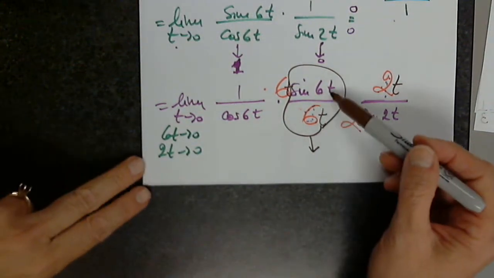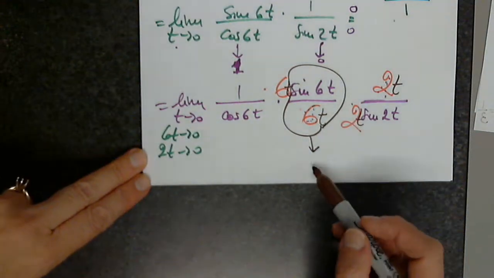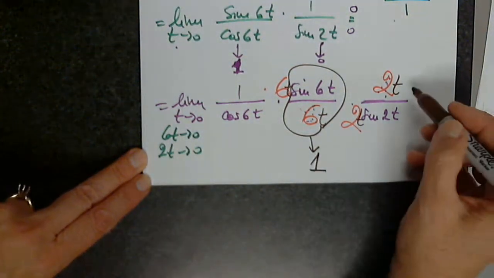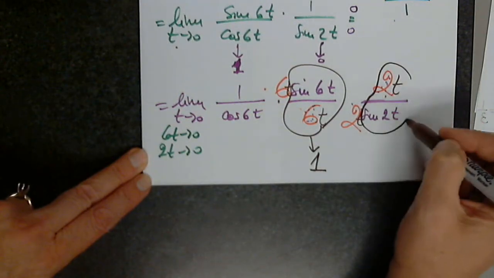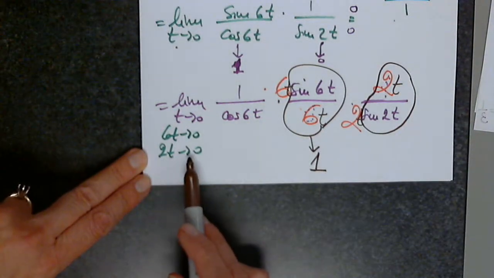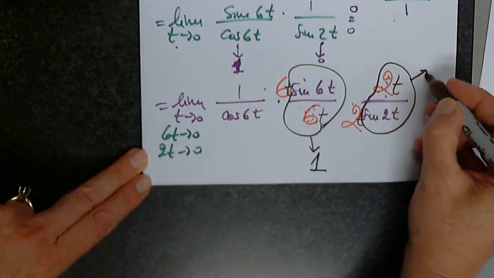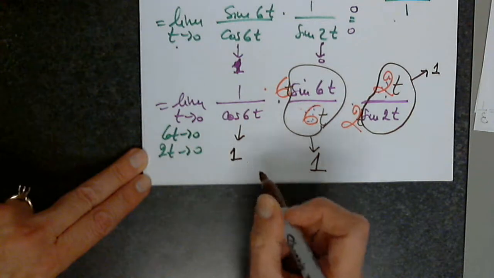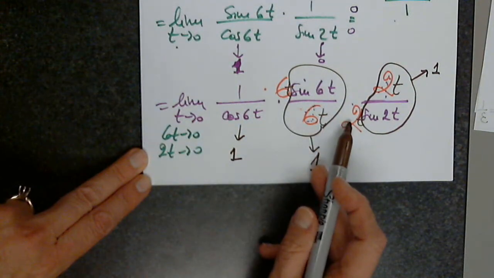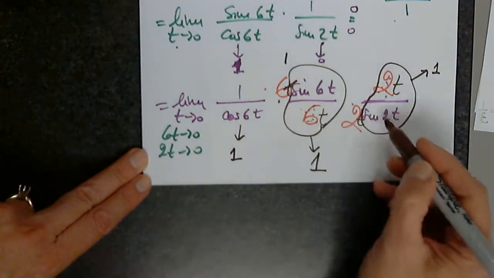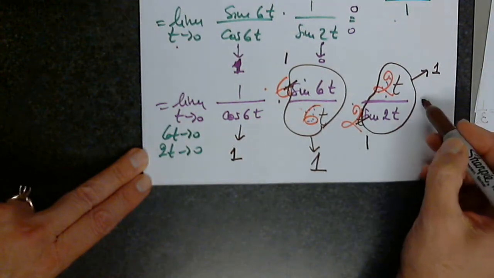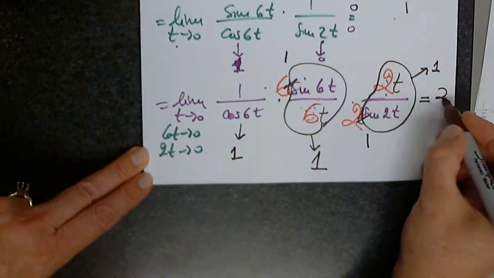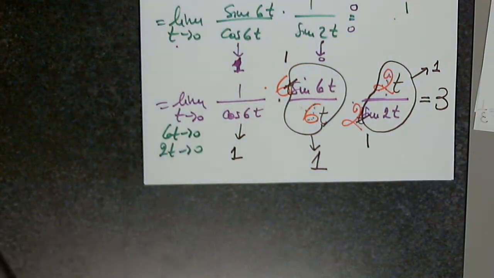So now sine 6t over 6t. Where does this go when 6t approaches 0? Perfect. Where does 2t over sine 2t go when 2t approaches 0? 1. So now I have this which approaches 1. I have 6t and I have 2t. So a t from the top will go away with a t from the bottom. And the final simplified form is 6 divided by 2.